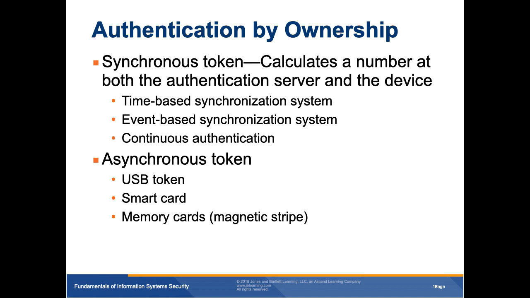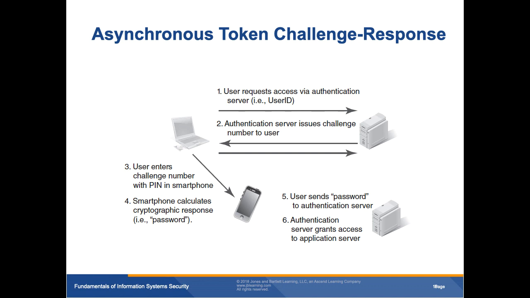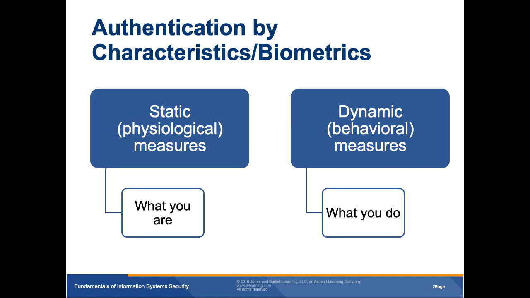Authentication by ownership, right? So you have synchronous or asynchronous tokens. There's just various different types of tokens. And here's an example of an asynchronous token challenge response, right? The user sends its user ID and request for access. The server sends a challenge. The user then enters the challenge number within the smartphone, which calculates the response or the password. You send that password to the authentication server, and then the server grants you access.